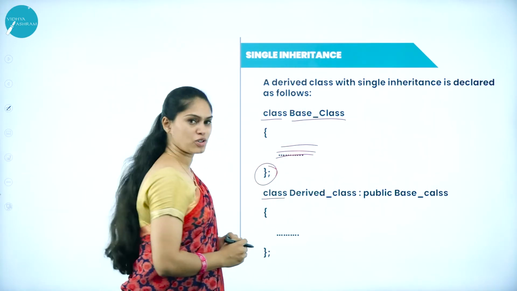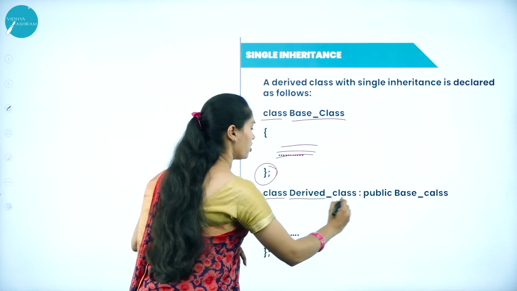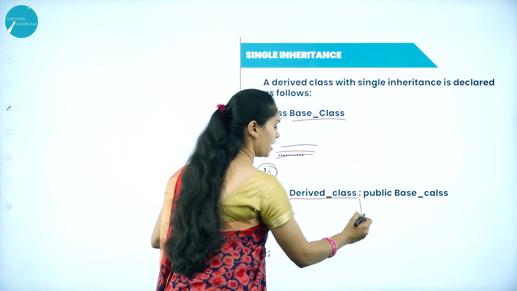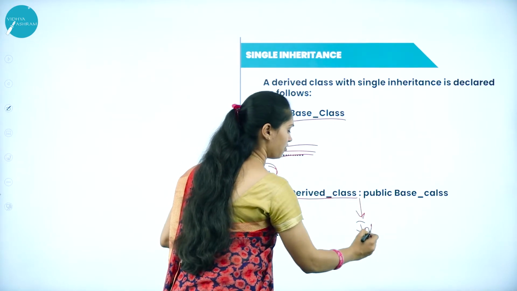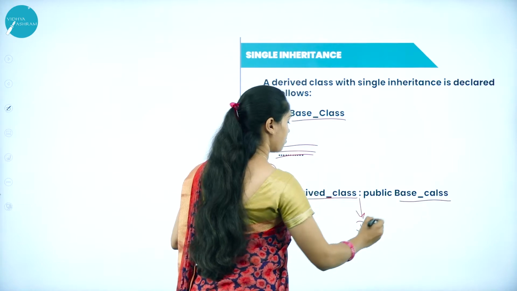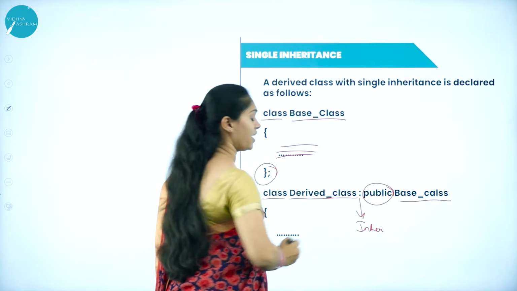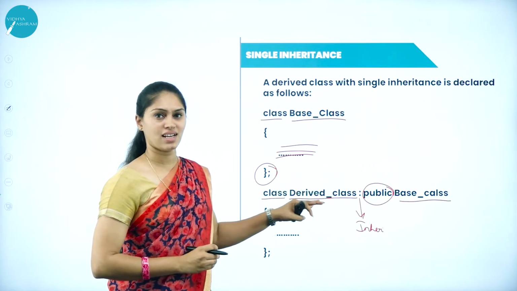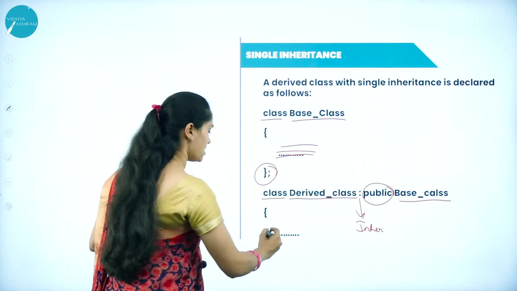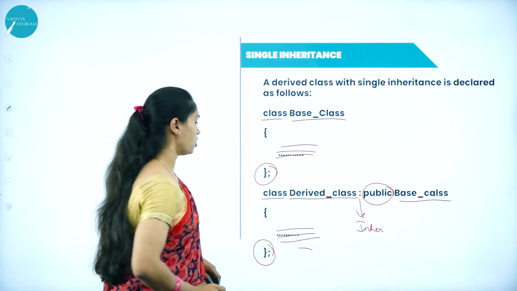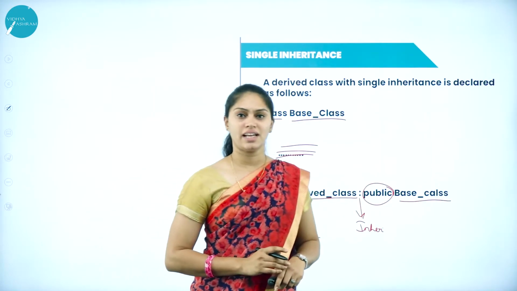So first I am going to take the class keyword and specify the derived class name. Then this colon indicates that I am inheriting the features from this base class. Here, public is a visibility mode, and this derived class can also have its own content, and I am going to close the scope of this derived class.